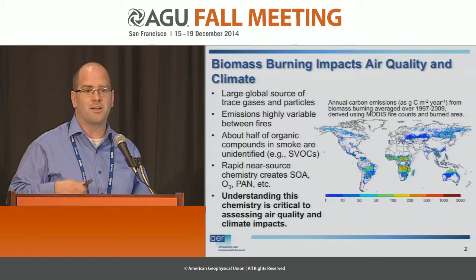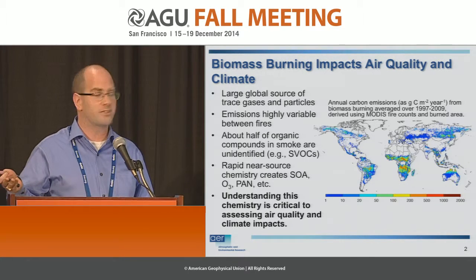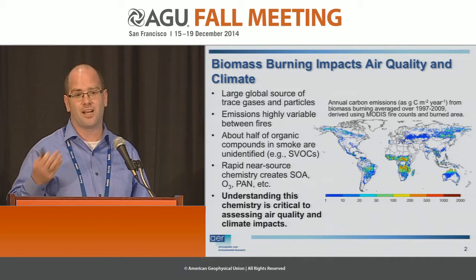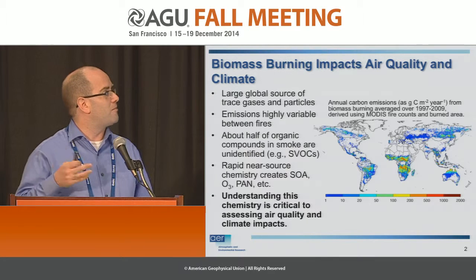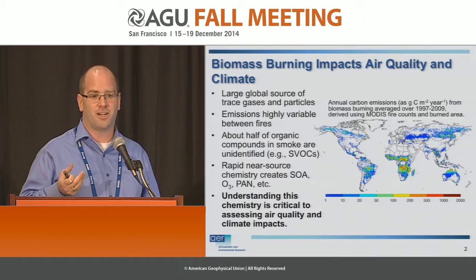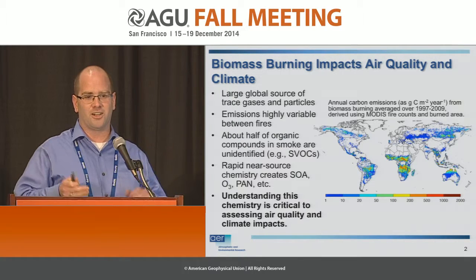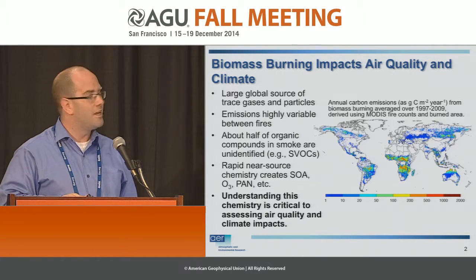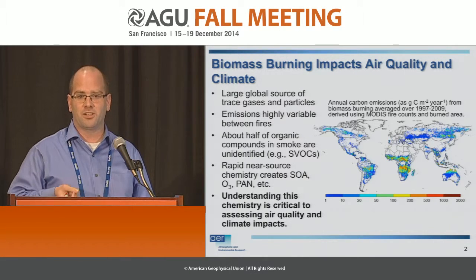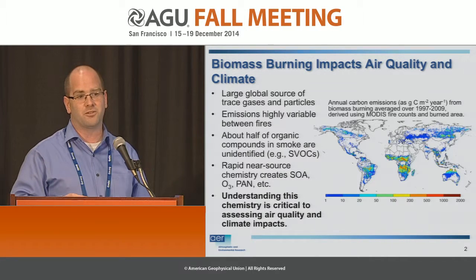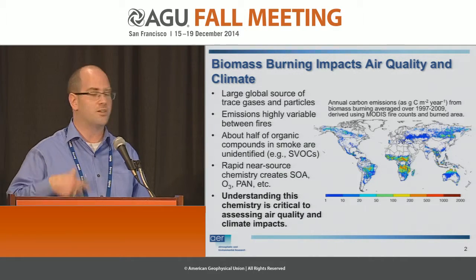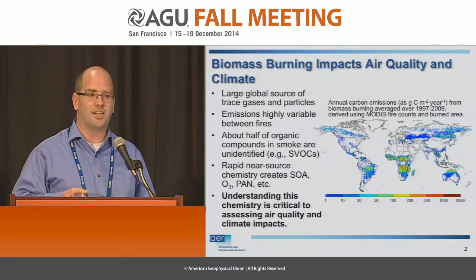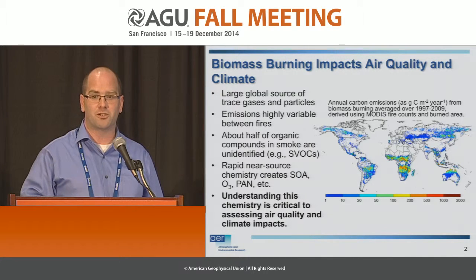So, as we all know, biomass burning is a large source of gases and particles to the atmosphere, and understanding the impacts of biomass burning is made difficult because the emissions can be highly variable between fires. As we saw before, about half of the organic compounds in the smoke can be unidentified, which are a mixture of semi-volatile, low volatility, and extremely low volatility compounds I'm just going to collectively refer to as SVOCs for this talk. In addition, there's rapid chemistry that takes place shortly after the emission of the smoke that produces secondary pollutants like secondary organic aerosol, ozone, and peroxyacetyl nitrate, or PAN. And so understanding this chemistry is critical to understanding the air quality and climate impacts of biomass burning.